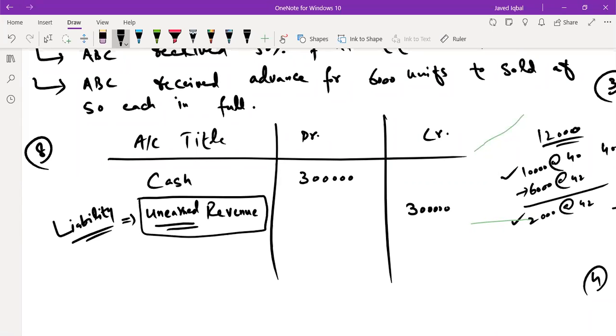Unearned revenue. So here this amount you received in cash, but you have not delivered the goods. So when you replenish your existing purchases, when you have these 6,000 units with you, you'll be able to deliver for which you have received your payment. Any query to this?